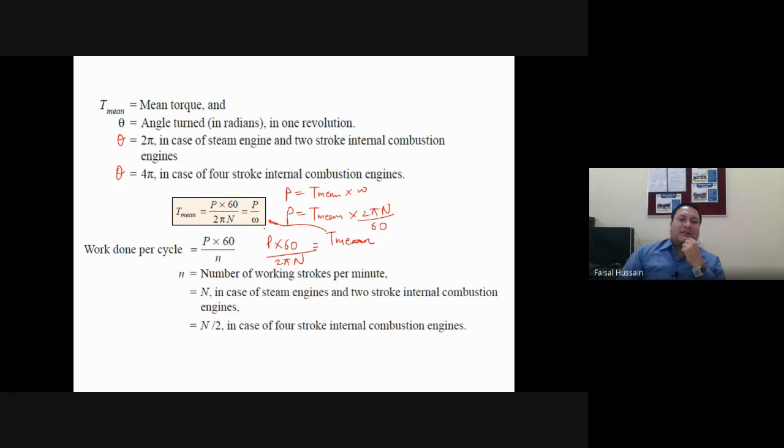Now, what is work done per cycle? Work done per cycle is P into 60 divided by n. Here, what is small n? The number of working strokes per minute. So in case of steam engine, the number of working strokes equals capital N, that is the speed in RPM. And for a four-stroke internal combustion engine, the working strokes are capital N by 2.